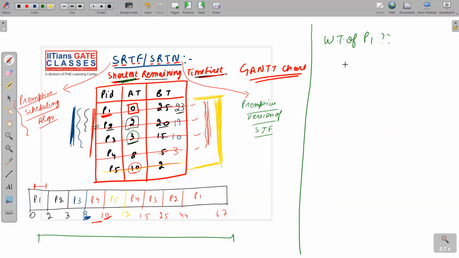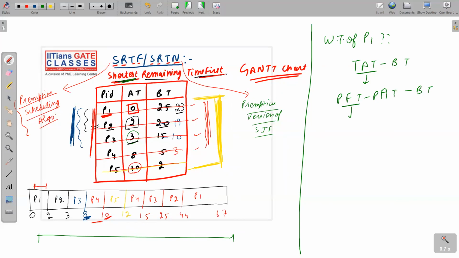So what is the waiting time of P1? You just have to apply the formula. Waiting time of P1 will be turnaround time minus burst time. So what is the turnaround time of P1? Turnaround time was process finish time minus process arrival time. And then again minus burst time.